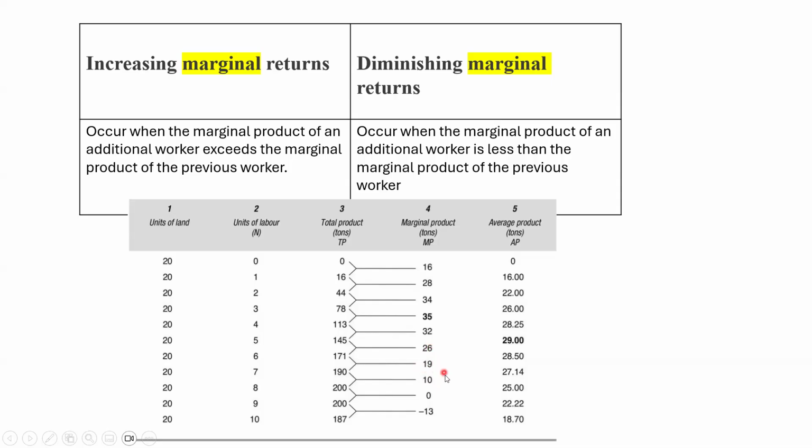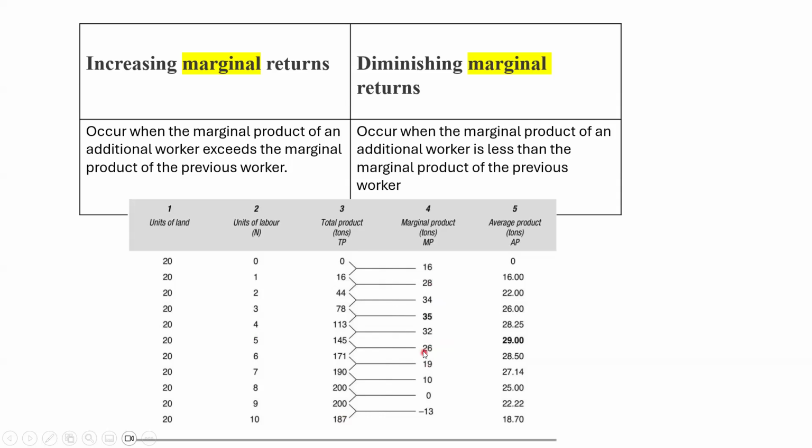So your marginal product will keep on decreasing as you are employing more workers, as your variable inputs keep on increasing, until it reaches 0. When your marginal product is at 0, your total product is at its maximum. You can see, because after that, it will start to decrease as well.